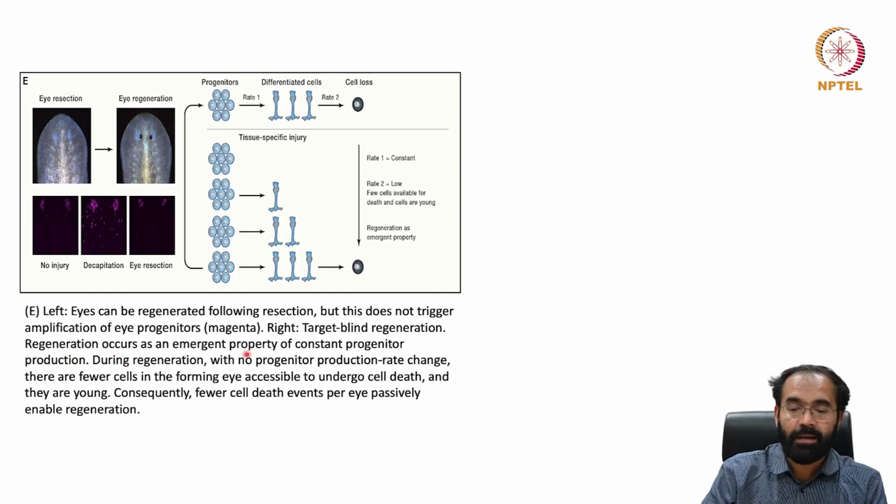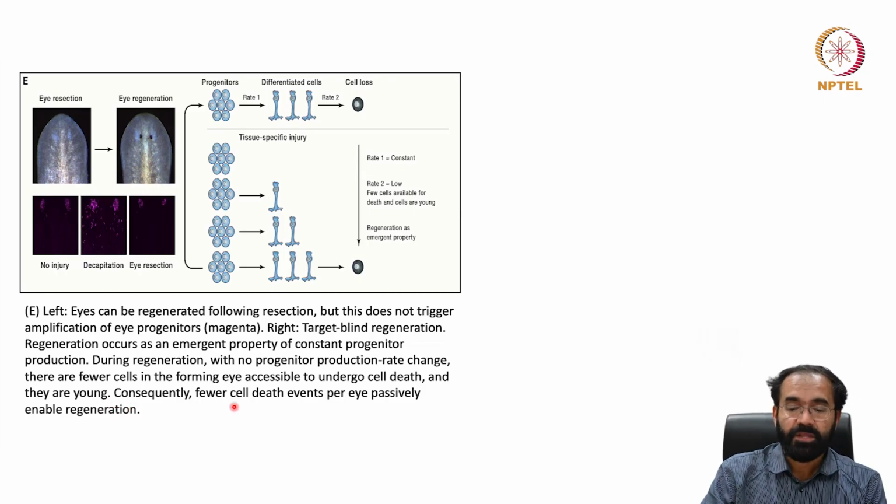Regeneration occurs as an emergent property of constant progenitor production. During regeneration, with no change in progenitor production rate, if you remove just the eye, there are fewer cells in the forming eye accessible to undergo cell death, and they are young.